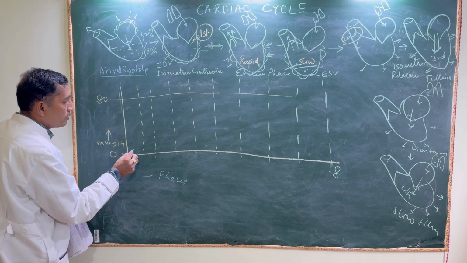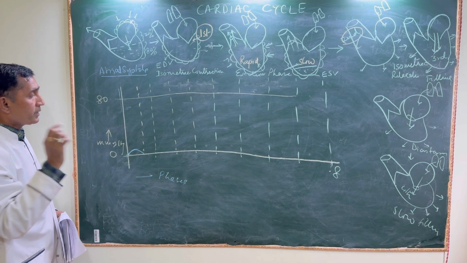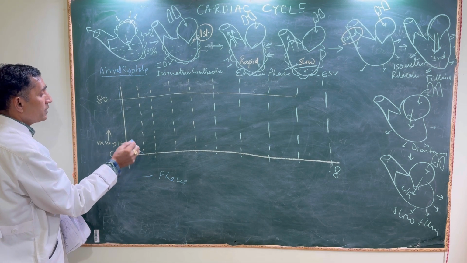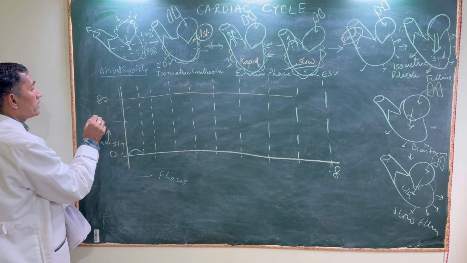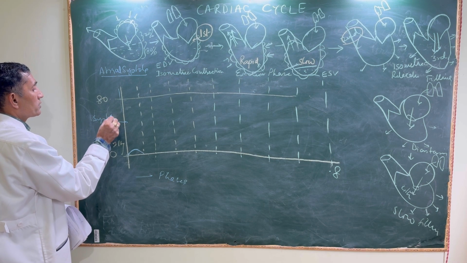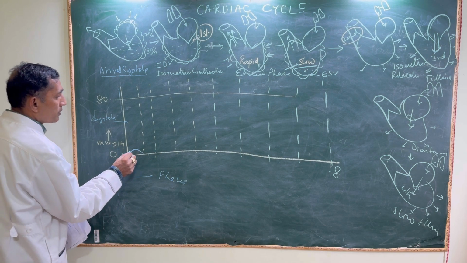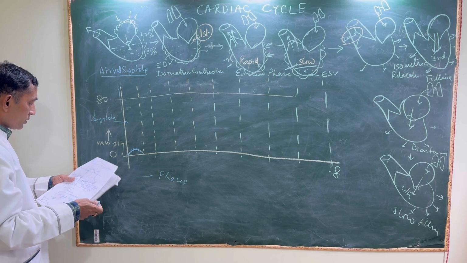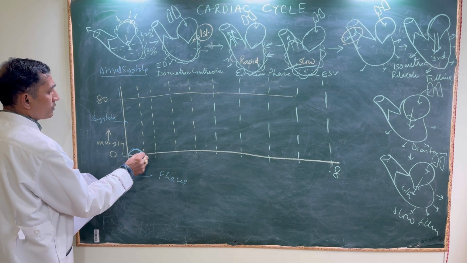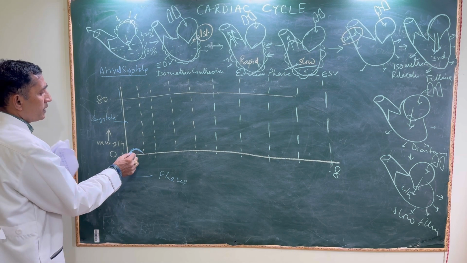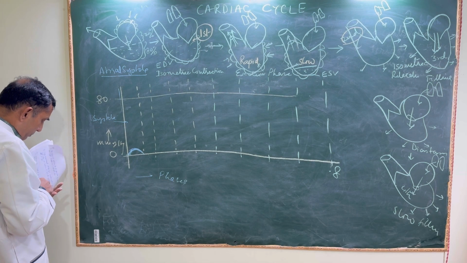In atrial systole, if we look at the pressure in the right atrium and the left atrium, it is increased. The first phase is the atrial systole, and the pressure is going up. This is the systolic pressure, that is the atrial pressure. This color is the atrial pressure.